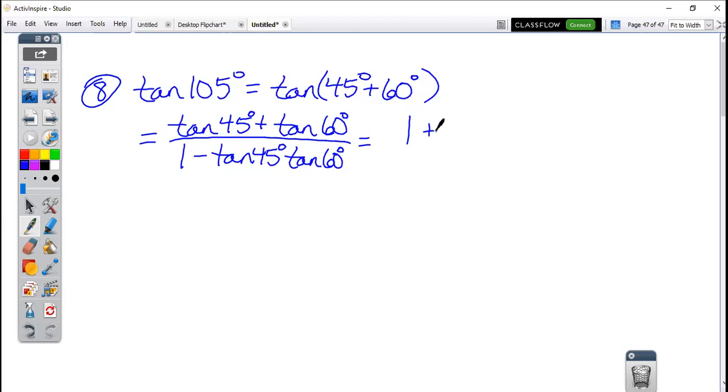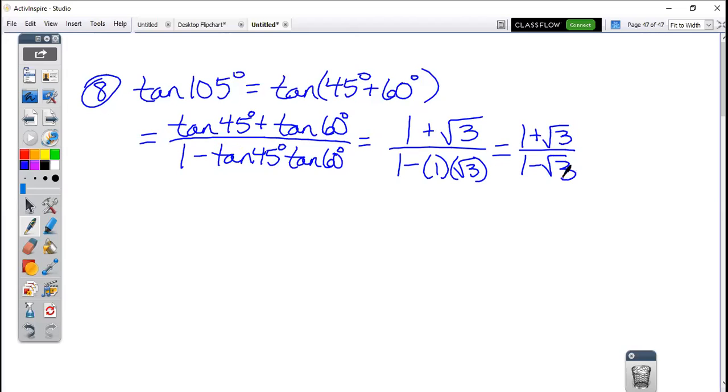It's 1, right? Yeah. You're making me doubt myself now. Yeah. And the tangent of 60 is square root of 3 divided by, so that's going to be 1 minus 1 times the square root of 3. So we get 1 plus square root of 3 over 1 minus the square root of 3, which would be wonderful, except we're not supposed to have that square root on the bottom.